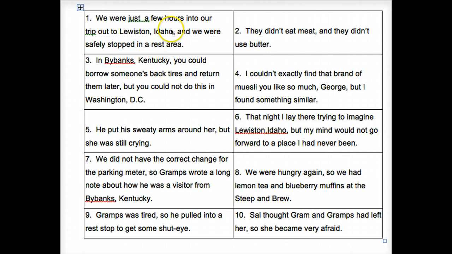You will see two independent clauses. This means that each part of the sentence could be a separate independent sentence. This is the first independent clause, and this is the second independent clause. Compound sentences are made from two independent sentences or ideas that we join together with a connector. This is our connector, and.